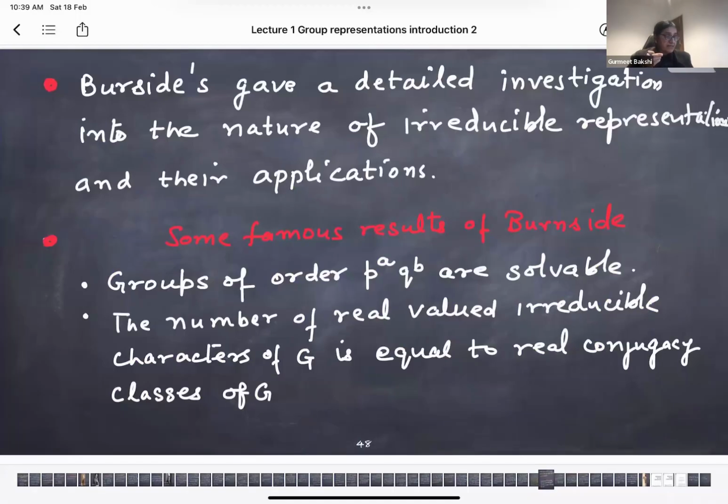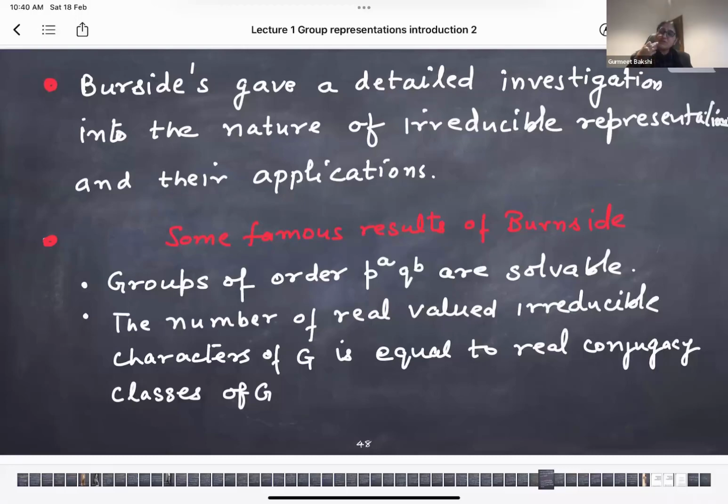Burnside gave a detailed investigation into the nature of irreducible representations and their applications. He defined irreducibility basically coming from the irreducible factors of the group determinant. So-called irreducible characters and irreducible representations were defined, which I will define with you, but in the way it is taught today in modern language. And so Burnside arrived at some important results, which got famous later.